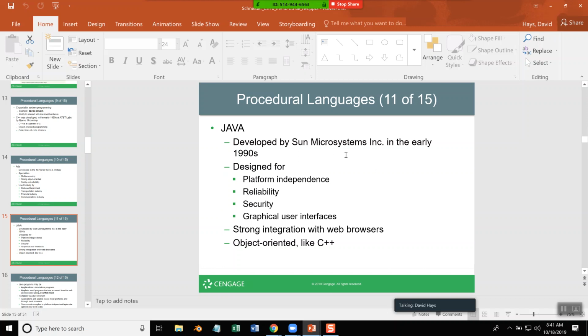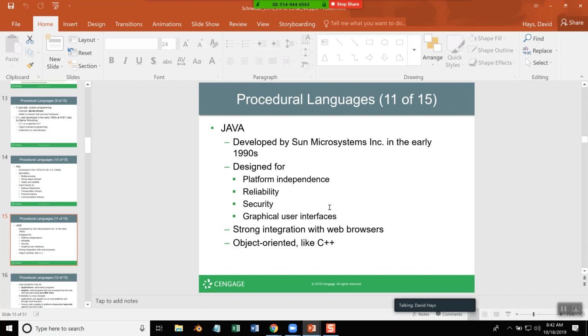Here's a big one, Java, developed by Sun Microsystems. It was meant for platform independence. You develop a program on one machine, you can put it on many different architectures. You can put it on Linux, you can put it on a Mac, you can put it on Windows 95, Windows NT, anything that has a Java runtime. It's reliable, secure, doesn't have all those holes that C does, so you can't hack in as easily. Doesn't mean you can't do it.